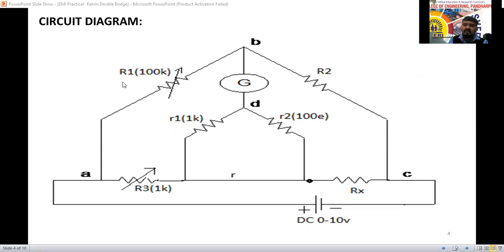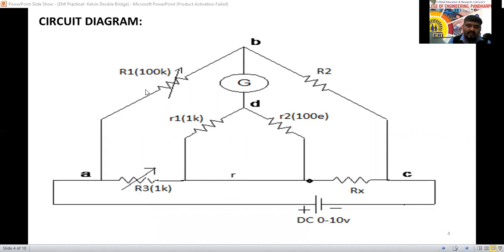For that reason, the capital R1 and R2 we are going to consider as the outer arm ratios, and the small r1 and r2 are the inner arm ratios. And the connecting leads, whatever connecting patches are there, that resistance we are also considering because we are going to measure low resistance. The connecting wires or cables also have resistance, and that resistance we are going to consider here as r, very small.